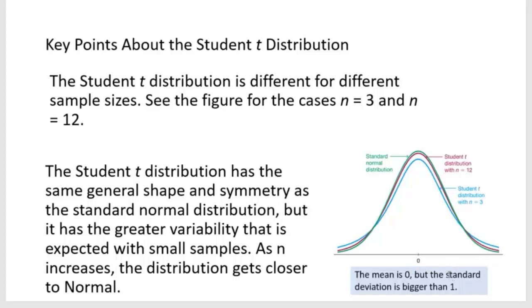On a normal one, the mean is 0 and standard deviation is 1. But on students, the standard deviation is going to be bigger than 1 because it is more spread out, okay? Not quite as stacked up in the middle.